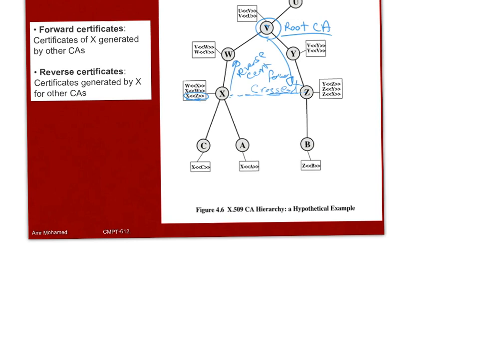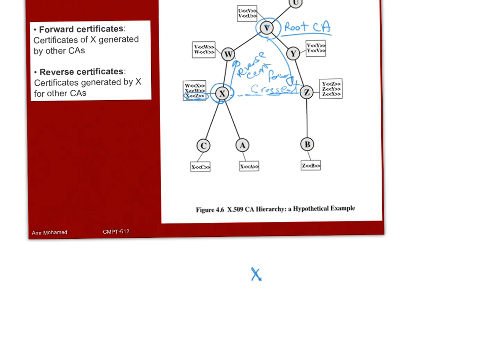Okay? If it has some established trust with W, then we'll start from W. If it does not have any trust relationship, at least it has trust with X. It has to have trust with X. Okay? So we can start with X.